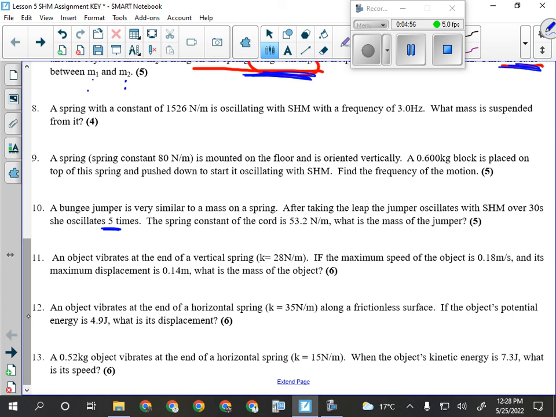Number 12, an object vibrates at the end of this spring on a frictionless surface. Potential energy is 4.9 joules. I think I updated. This isn't 6 on your sheet, is it? This is like 3 on your sheet, right? Yeah, because those point values were ridiculous. My point values on here may not match what's on your sheet because I forgot to change this back over. Look at the point values for 12 and for 13 and do the appropriate amount of work. They are quite simple, so don't overthink.